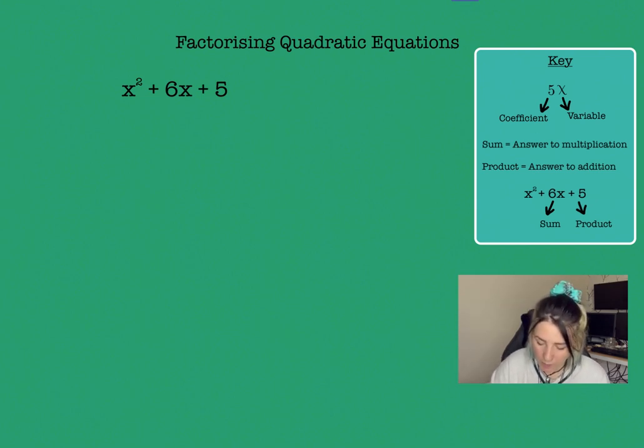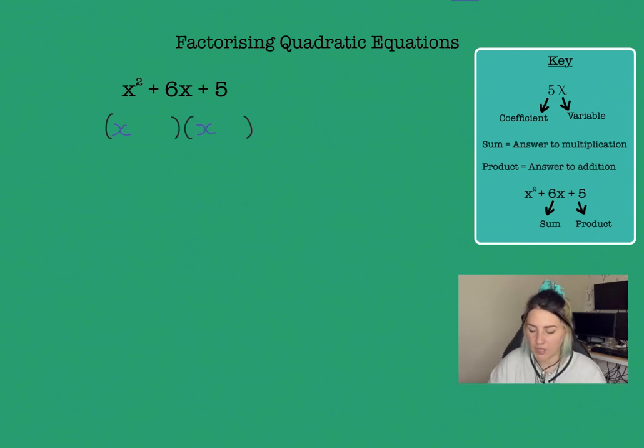So let's start by drawing down our brackets, and then start factorising. So the first thing we're going to look at is this x squared. Now, what does x squared mean? X squared means that it's x that's times by itself. That means that we know, therefore, that there's going to be an x at the start of both of these brackets. Quite simple. So we've already got the first thing done.